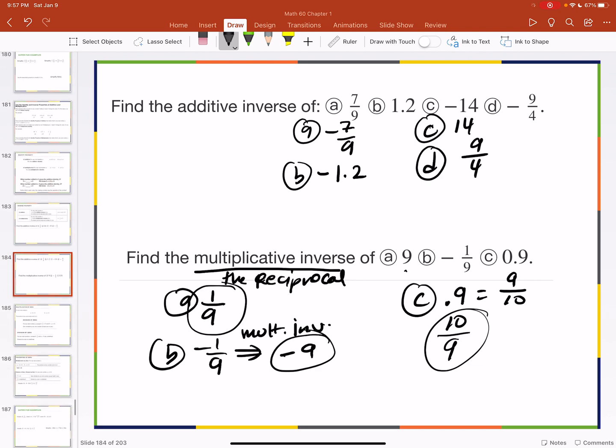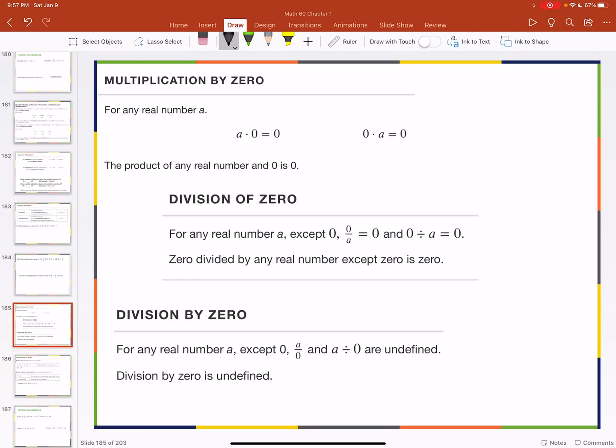All right, let's talk about 0 for a second in terms of dividing or multiplying. For any real number, the product of that number and 0 is 0. So that 0 is very powerful, right? However, you cannot really divide by 0. 0 divided by anything is still 0. 0 divided by any number gives you 0 back, right?